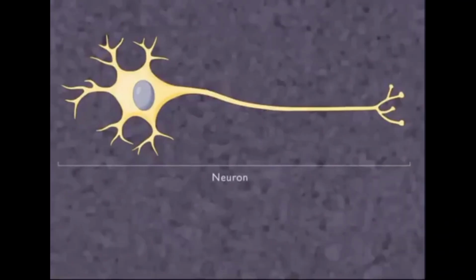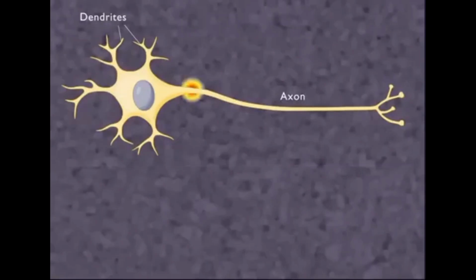This is a neuron. When an impulse travels through a neuron, it moves from the dendrites to the cell body through the axon into the tip of the axonite called the synaptic node.